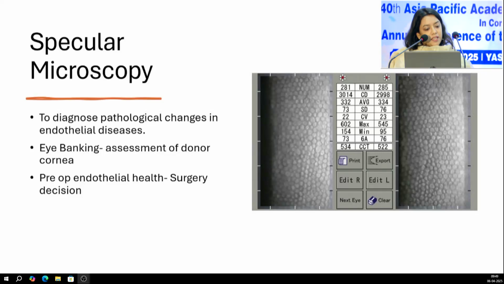Specular microscopy is basically used to diagnose pathological changes in endothelial disease. It is used in eye banking for assessment of donor cornea and for pre-op endothelial health survey. This is a normal specular microscope.